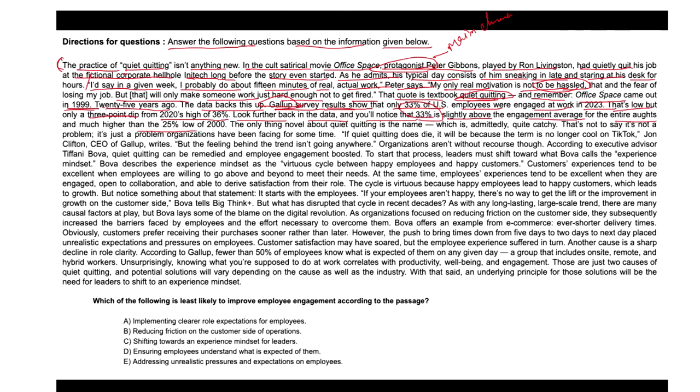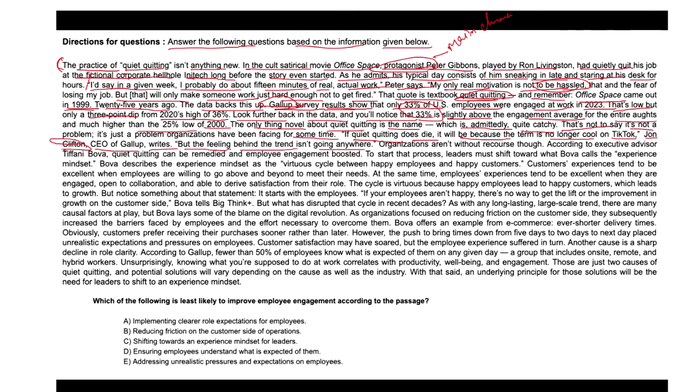The only thing novel about quiet quitting is the name, which is admittedly quite catchy. That's not to say it is not a problem. It's just a problem organizations have been facing for some time. If quiet quitting does die, it will be because the term is no longer cool on TikTok. So John Clifton, CEO of Gallup, writes, what did he write? But the feeling behind the trend is not going anywhere.